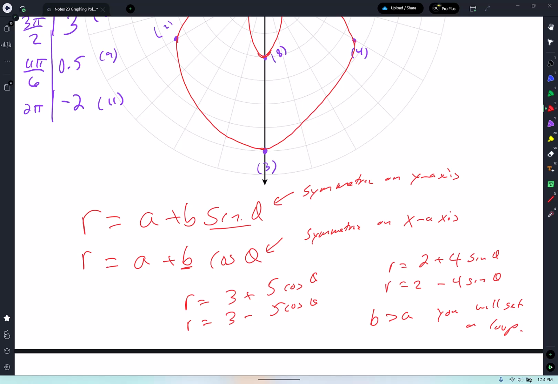Does that make sense, guys? Why do you get a loop? Because R changes signs from positive to negative and negative to positive. Cool or not cool? Don't worry, we're going to show it right now with technology.